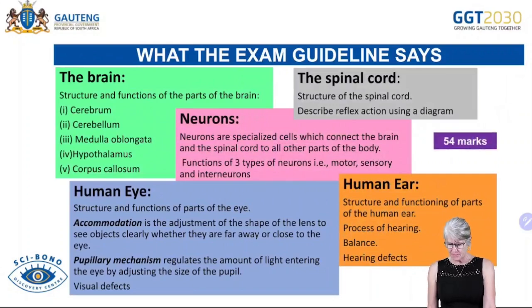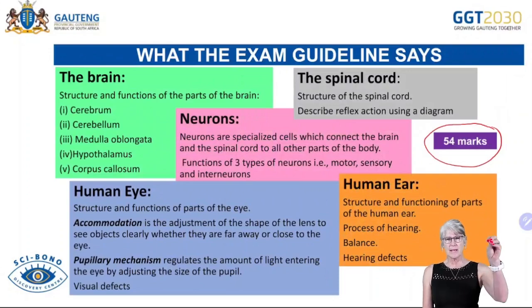Okay, so let's have a look. And then remember, this topic, responding to the environment, is 54 marks. So it's a third of your question paper. So a very important topic, but there are certain aspects that you can pick out of there that you need to know.